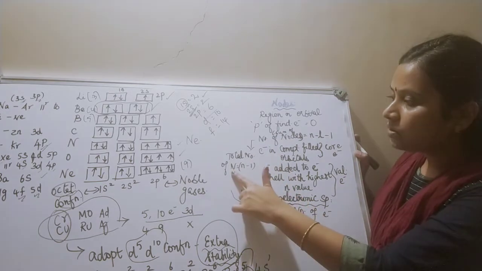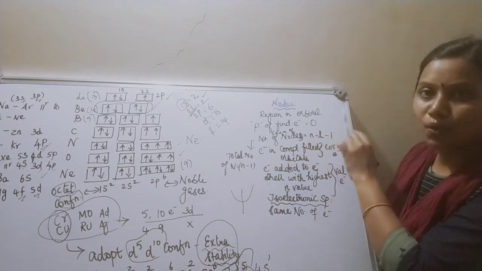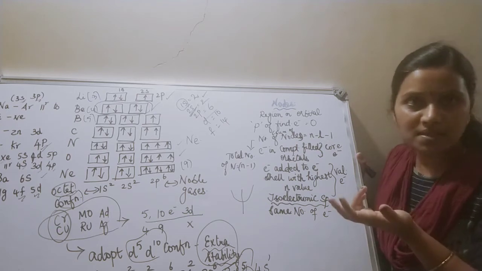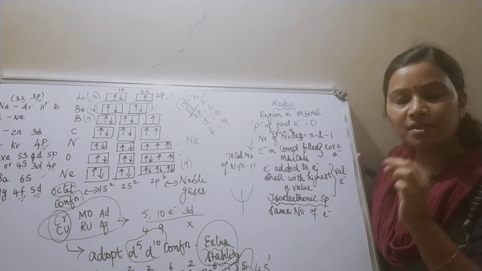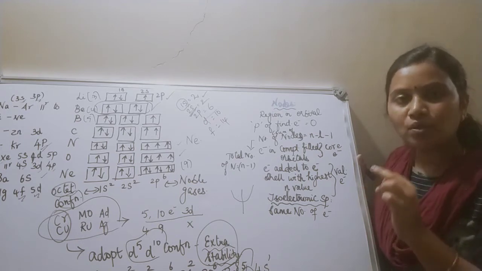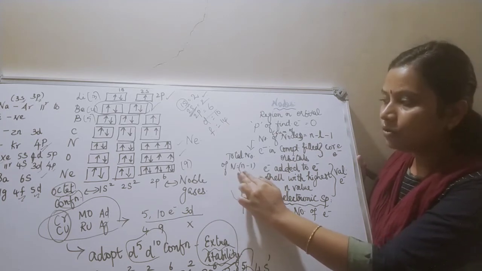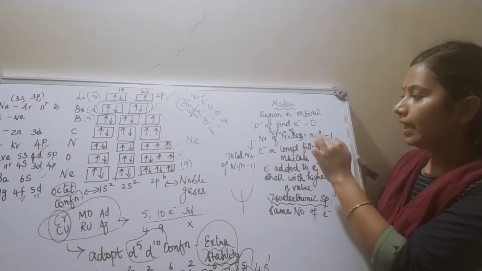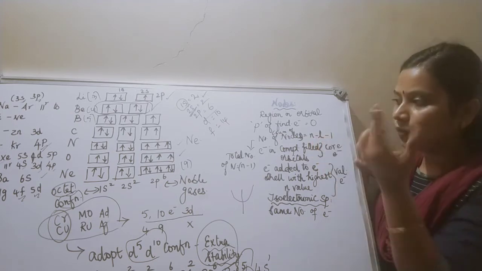Total number of nodes is equal to n minus 1, which is nothing but the sum of angular nodes. This and all is not required; you will be studying more about this in your higher classes. So you need to know what is nodal region. Nodal region is the region where the probability of finding the electron will be 0. And the formula to calculate the nodes is n minus 1. This in turn is the sum of n minus L minus 1, where n is the principal quantum number and L is your azimuthal quantum number or angular quantum number.